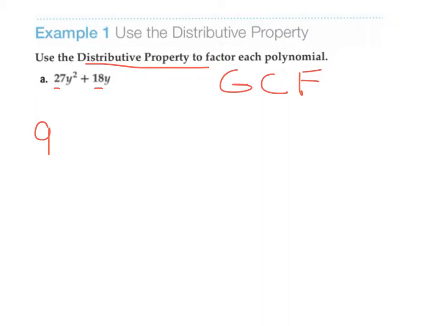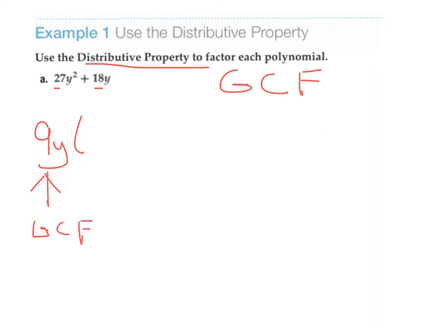And the letters are pretty simple. It's just the lowest exponents. We have a 2, we have a 1, so the lowest exponent is our greatest common factor. Now, the reason why they call it the distributive is because we're going to multiply. So I'm going to take out what's called the greatest common factor. This is the greatest common factor.